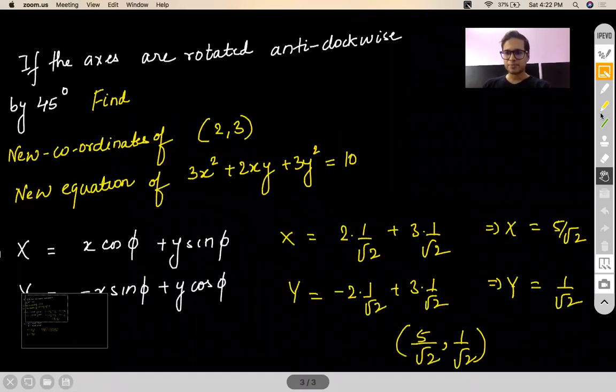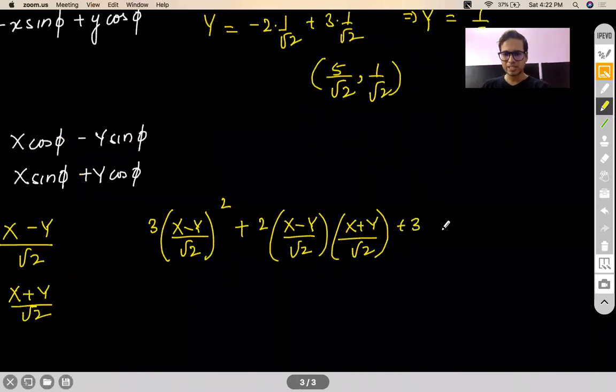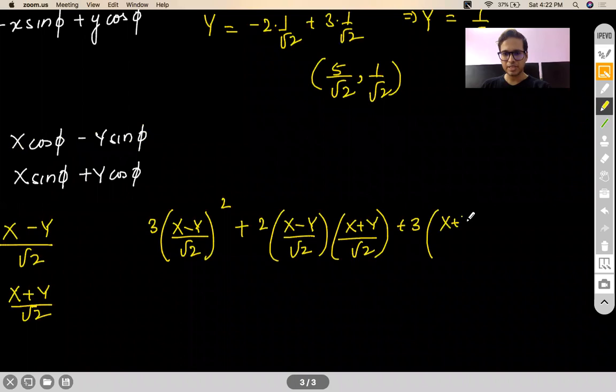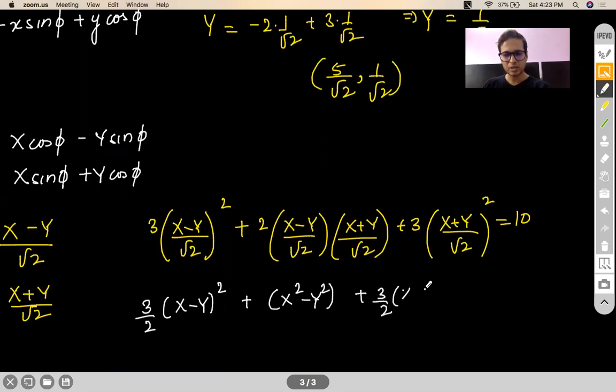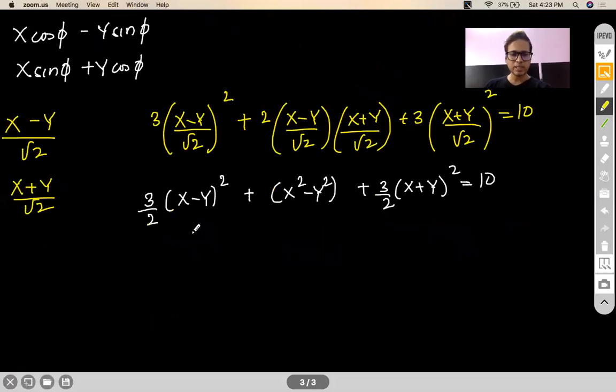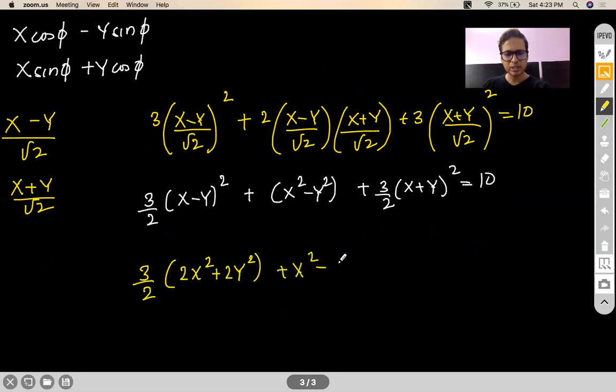Plus 3y square. 3y square equal to 10. Okay, let us simplify this. Now we can write this as 3 by 2 times (x minus y) the whole square, which will be x square minus y square, and this will be 3 by 2 times (x plus y) the whole square equal to 10. Okay, so these two will give me, if I'm not mistaken, 3 by 2 times x square, 2 times y square. This will give me x square minus y square equal to 10.